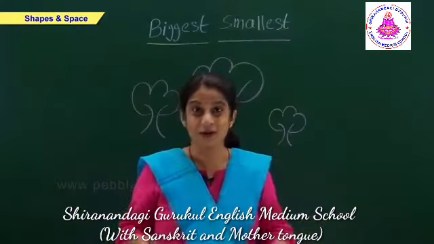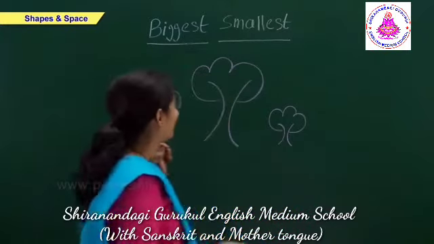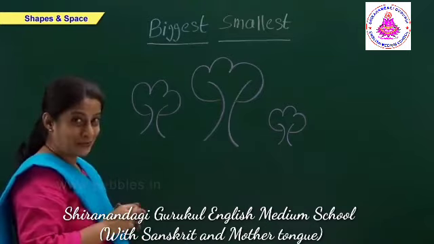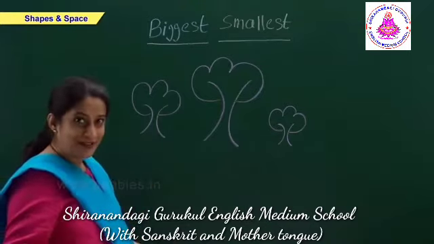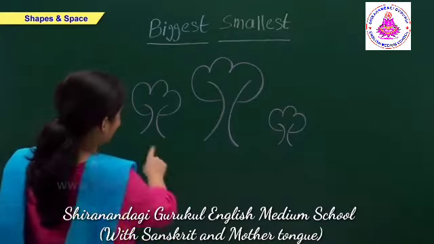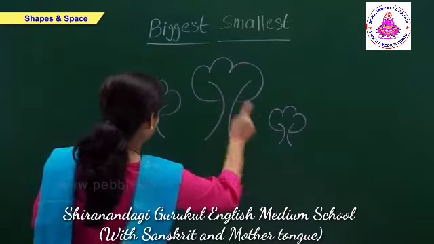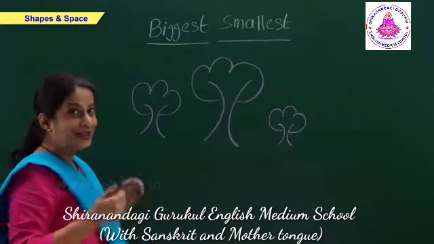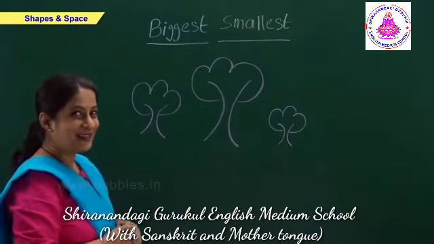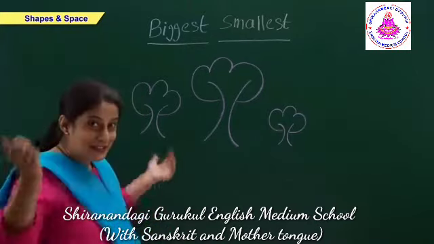Now let us find out what is biggest and what is smallest. We have 3 trees here and you are going to help me to find out which is the biggest tree and which is the smallest tree. Let's start. Is this the biggest or this or this? Watch carefully and tell me fast. Come on, I'm waiting. Right, the second tree is the biggest tree.